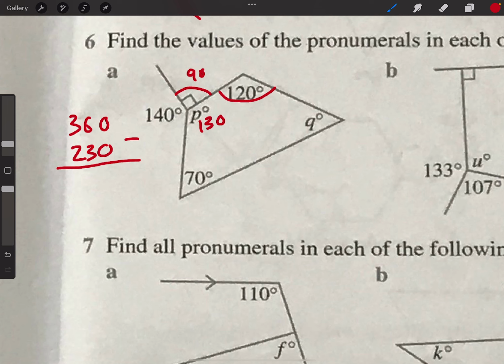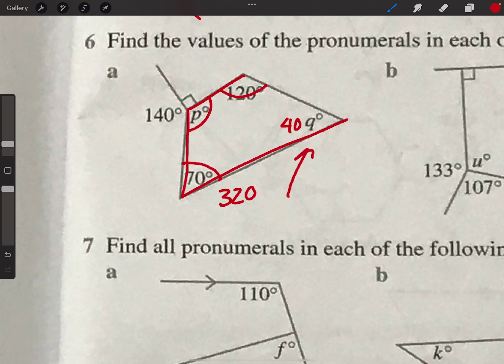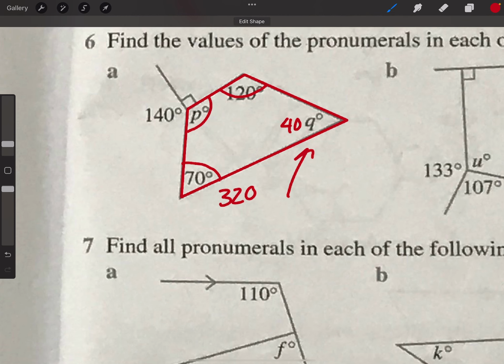Okay, so you got 120, 130 and 70. These two add up to give you 200. 200 plus 120 must be 320. So this angle plus this angle plus this angle is 320. The last one is what? What plus 320 is 360? That must be 40. The reason they add to 360 is because these four angles lie inside of a four-sided shape.